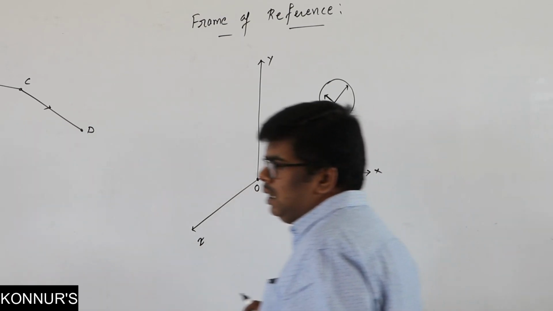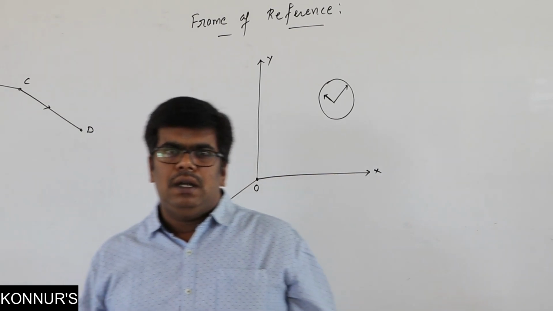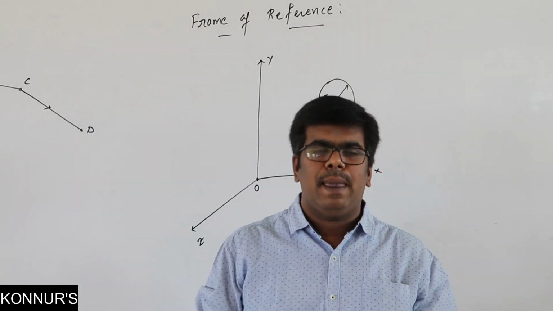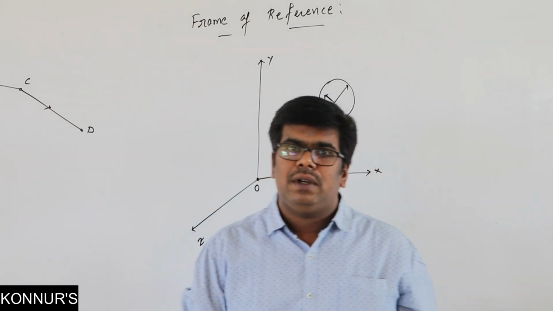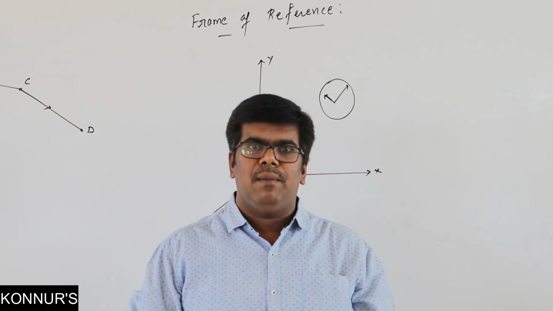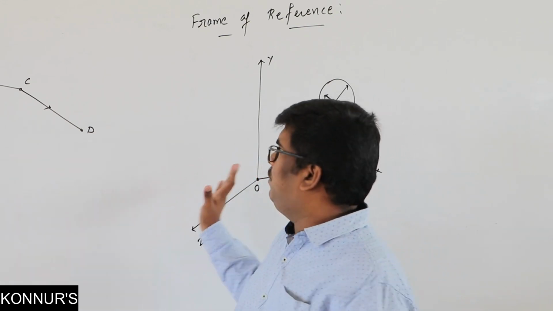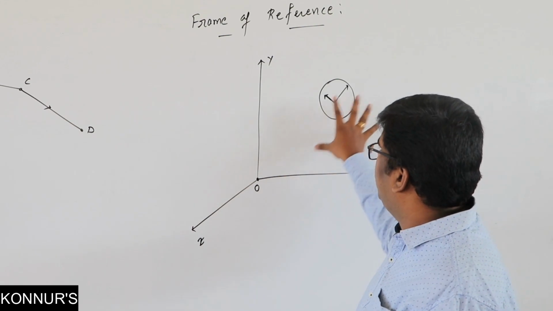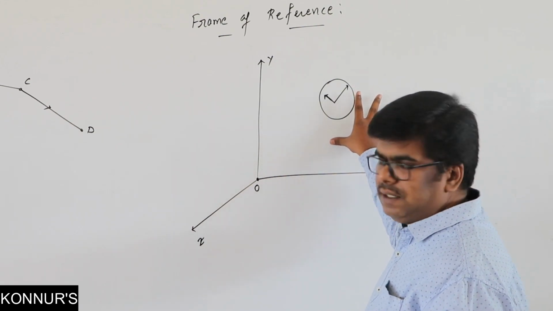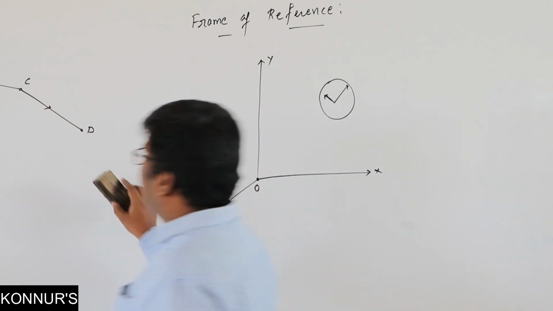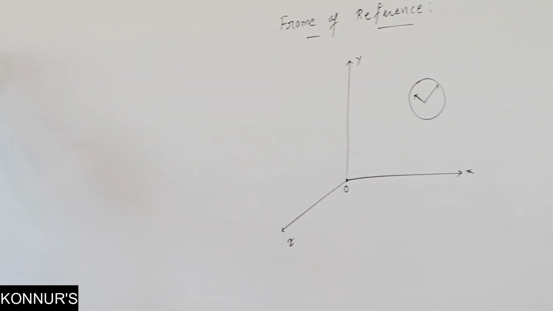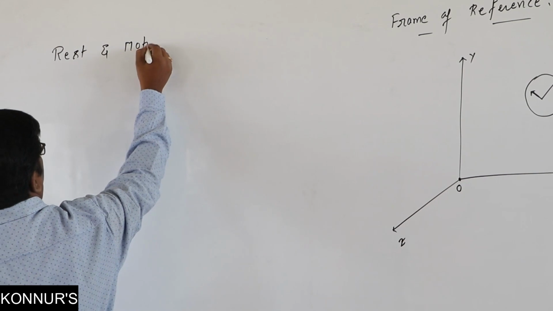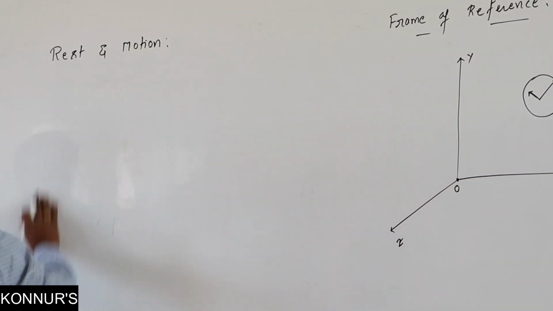Now we'll go to the discussion of rest and motion. Rest and motion are relative terms. They depend upon the frame of reference. We discussed that the frame of reference means the coordinate system having a clock attached to it. Now we'll discuss what is rest and what is motion.